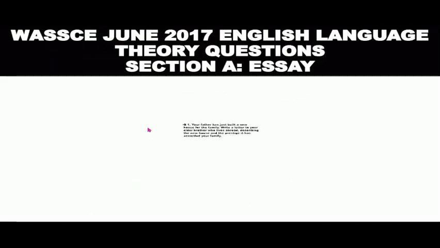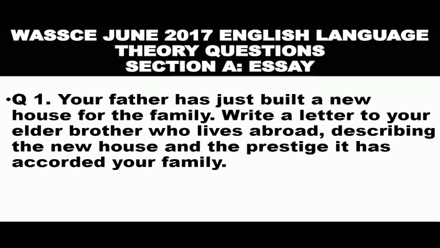We want to illustrate with the West African Senior School Certificate Examination of June 2017. From the theory questions section A, which is essay, we want to look at question 1. Your father has just built a new house for the family. Write a letter to your elder brother who lives abroad, describing the new house and the prestige it has accorded to your family. We want to take a look at the steps that ought to be taken in order to write a good letter in response to this question. Okay?